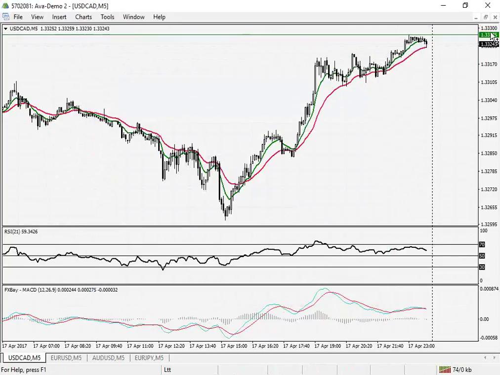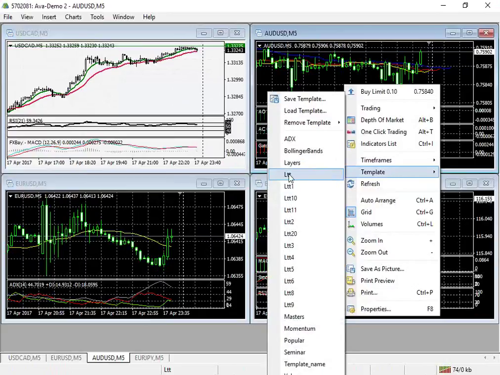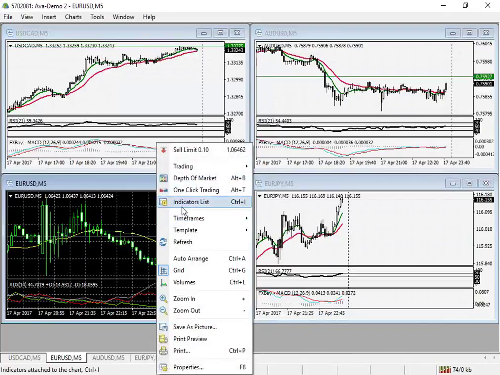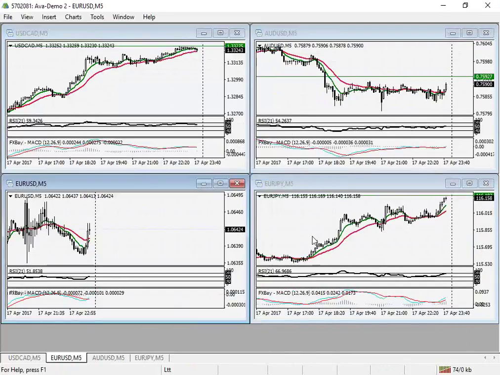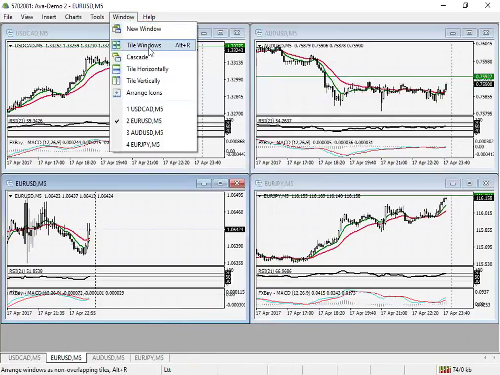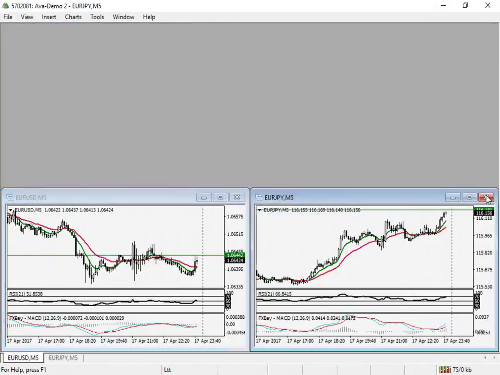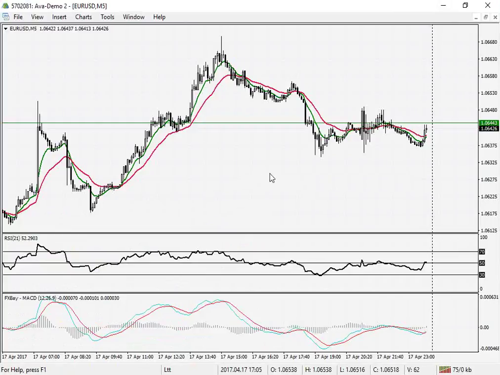Click save. And now that I've done that, I'm going to right click on all the other charts that are there. Click my LTT template, and file, tile windows. And notice I've got US Canadian, Australian US, Euro US, and Euro Japanese yen. If you don't have those, you can get rid of all of this stuff, it doesn't really matter. You have this one. You already have your template saved.